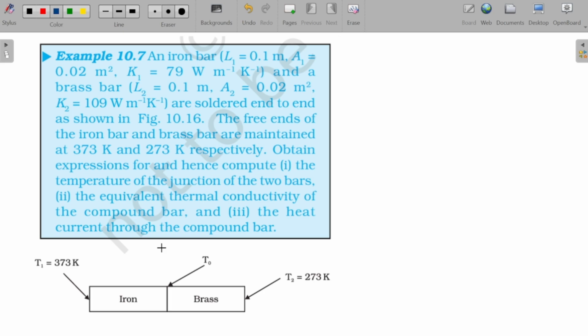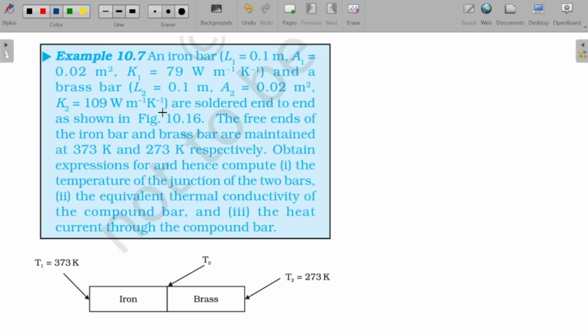Okay, let's continue our discussion. So here we have example 10.7. An iron bar and a brass bar are soldered end to end as shown in this figure. The free ends of the iron bar, this one is one free end for the iron bar and another for the brass bar. So these two are maintained at 373 Kelvin and 273 Kelvin.